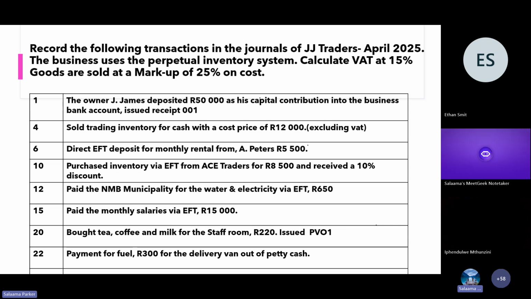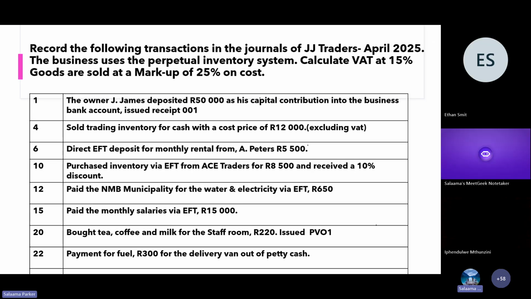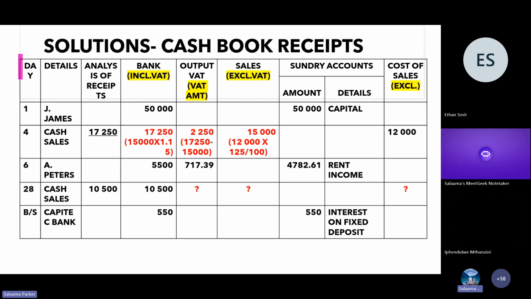Okay, if they say excluding VAT, then it means you still need to calculate the VAT. They will also tell you all amounts will be inclusive of VAT unless otherwise stated. So it is very important to read the instructions on the question very carefully. Right, so how are we going to do that?